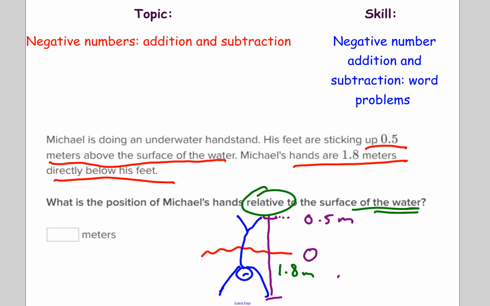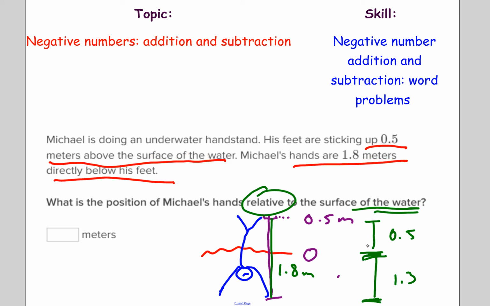All right. So 1.8 meters is this distance right here, which means if you think about it, if this distance from here to here is 0.5, then what must be this distance from here down to here? And the answer is it's 1.3. Right? Because 1.3 and 0.5 adds up to this 1.8, which is this entire distance, right, from here to there.